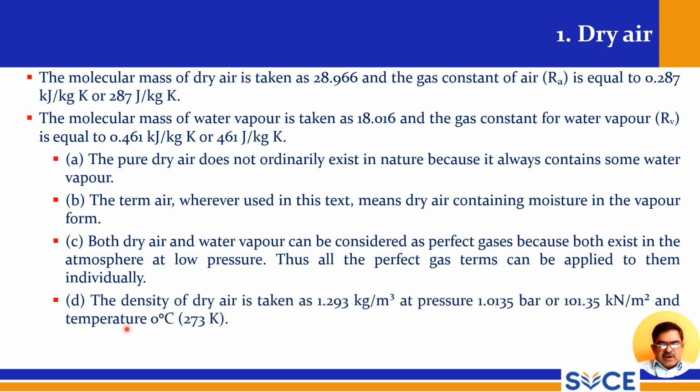So the density of dry air is taken as 1.293 kg per meter cube at pressure 1.0135 bar, or 101.35 kilonewton per meter square, and the temperature is considered 0 degree Celsius, which when we convert into Kelvin becomes 273 Kelvin. So these are the properties you should remember.